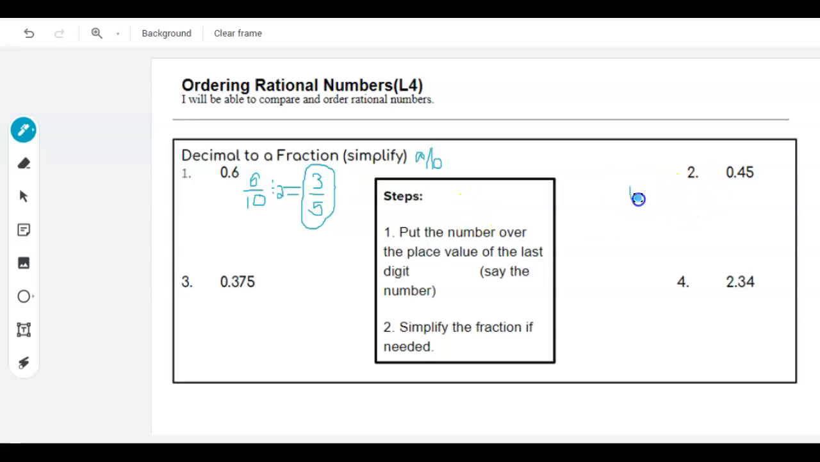Over here, 45 over 2 numbers, so 2 zeros. Or it's 45 hundredths because the 5 is in the hundredths place. Okay, I'm going to divide these both by 5. 9 over 20. Okay, can't reduce anymore, so all done. All right, you are going to go ahead and do 3 and 4.